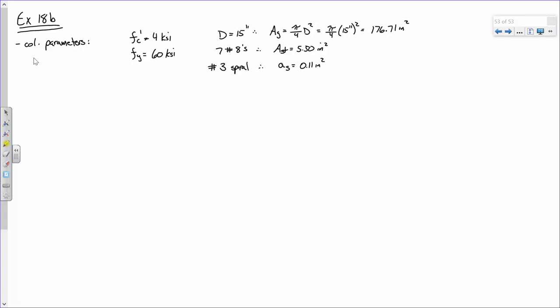One other thing that I do want to go ahead and compute right now, because we are going to need this later. What was the cover on this? Inch and a half. So 1.5 inch cover. So what we're going to do is this. We're going to say that the core diameter is 15 inches. Actually, here, let me do this. Let's do it symbolically. D minus two covers. So 15 inches minus 2 times 1.5 inches, so that's what, 12? So the area of the core is pi over 4 dc squared, so pi over 4 times 12 inches squared, and that comes out to be what?